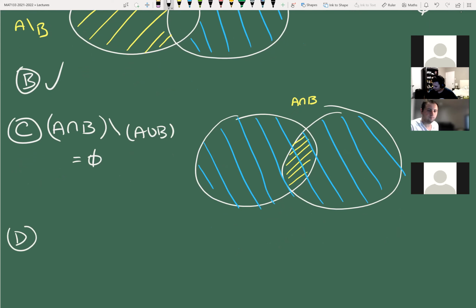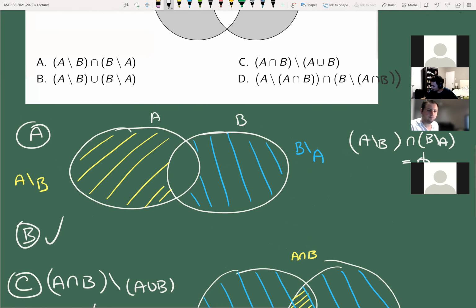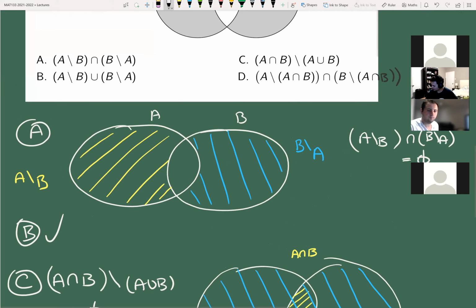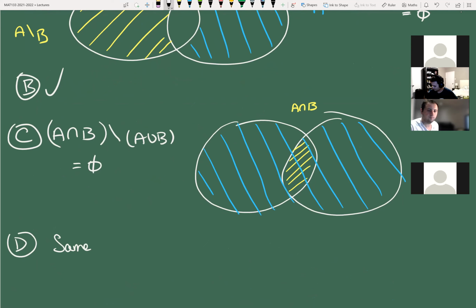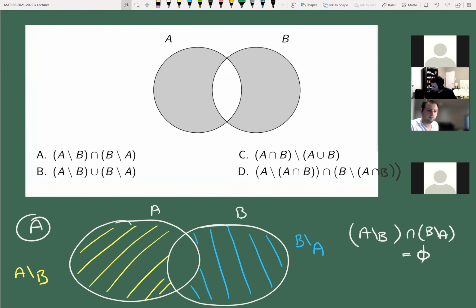Okay, and then finally for D, A minus A intersect B and B minus A intersect B, that's actually the same as A. Yeah, nothing. Okay, so it turns out here that answer D is actually the same as answer A, right? These two actually give you the exact same sets. Namely, they give you nothing.